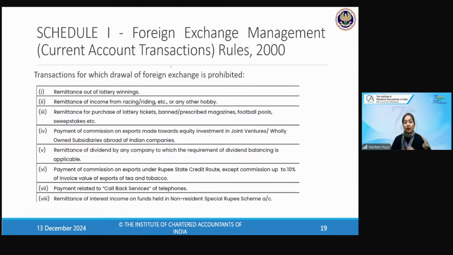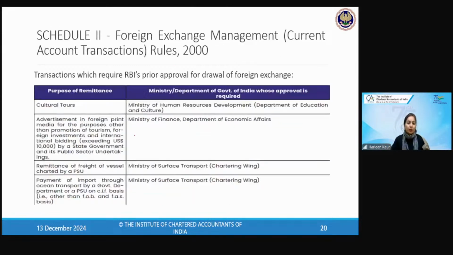Okay. Now, the prohibited current account transactions we have done. Now we are going to discuss the transactions which require RBI's prior approval.